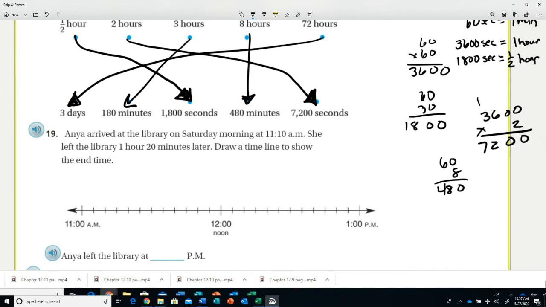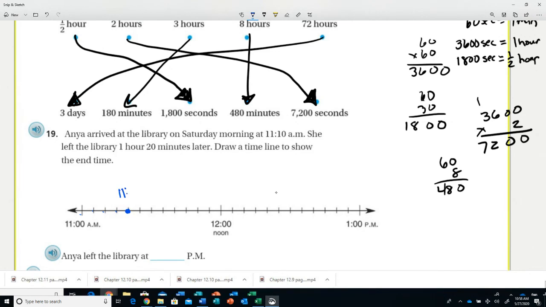Number 19, Anaya arrived at the library on Saturday morning at 11:10 a.m. She left the library 1 hour, 20 minutes later. Draw a timeline to show the end time. Okay, so let's change this to blue so it stands out. Okay, she arrives at 11:10. So 11, 11:05, 10, 15, 20.